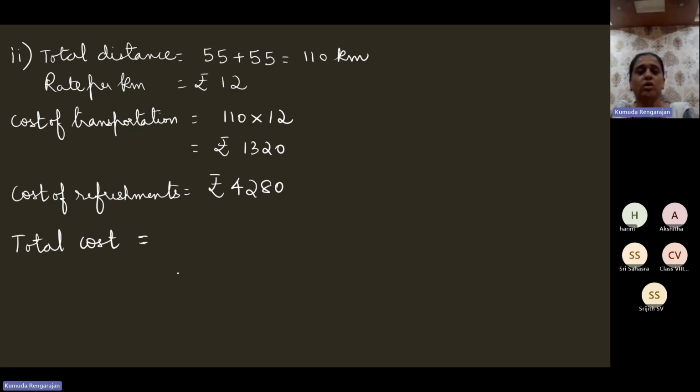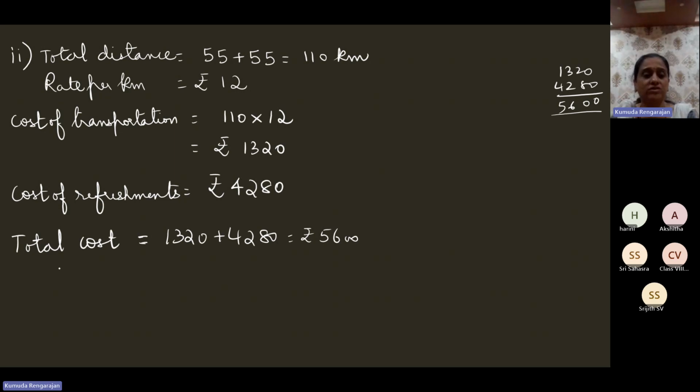Sahasra, how will you find the total cost? What is the cost of transportation? 1,320. Cost of refreshments? Refreshments include snacks, juices, ice creams, all that. Coffee, tea. So cost of refreshments at the picnic is 4,280. So what is the total cost for making the picnic? You add cost of refreshments and cost of transportation. Correct. So 1320 plus 4280 is 5,600 rupees.